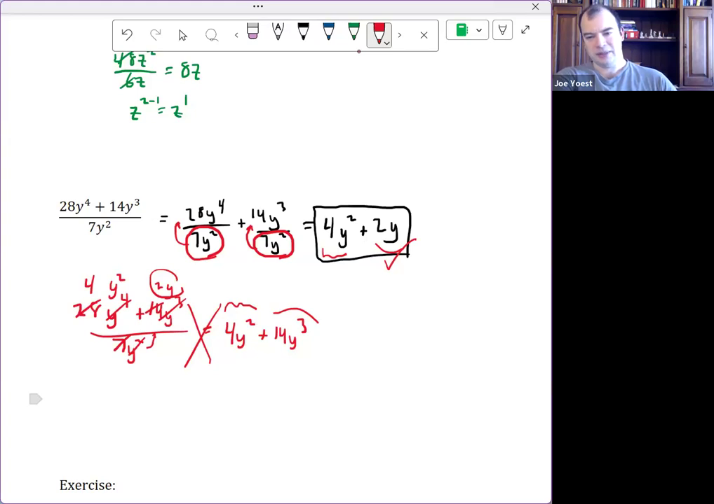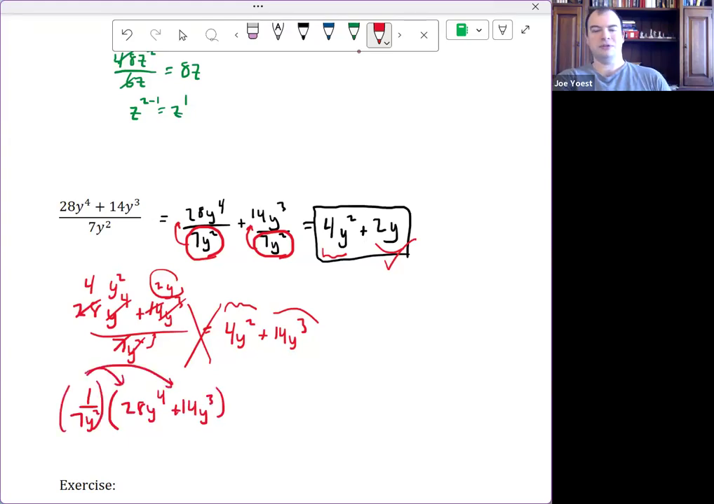Or another way to think about this is I could think of this whole fraction here as 1 over 7y squared times parentheses 28y to the fourth plus 14y cubed. And I have to distribute into 2 different terms here. If I get a little bit fast and loose with my properties, I might make a mistake that's effectively like only distributing into one of the terms and forgetting about distributing into the second term.